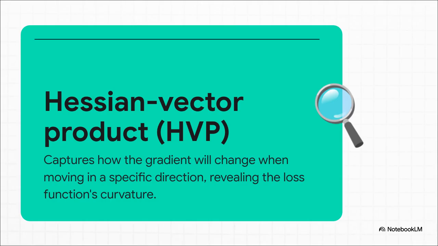To figure out curvature, we use something called the Hessian vector product, or HVP for short. And if the directional derivative is our compass, you can think of the HVP as our sonar. It sends out a ping in a certain direction, and it tells us not just what the slope is, but how the slope itself is changing. And that's what tells you about the curvature.